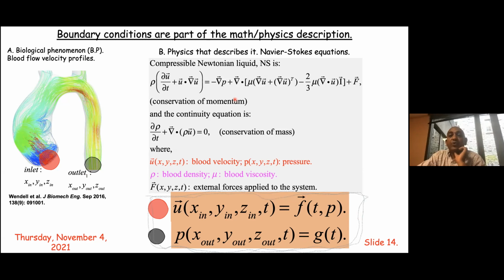So the point of all of this is that these are your incompressible Navier-Stokes equations. They must go with a continuity equation, and these two must go with appropriate, consistent boundary conditions. We cannot be applying arbitrary boundary conditions here.